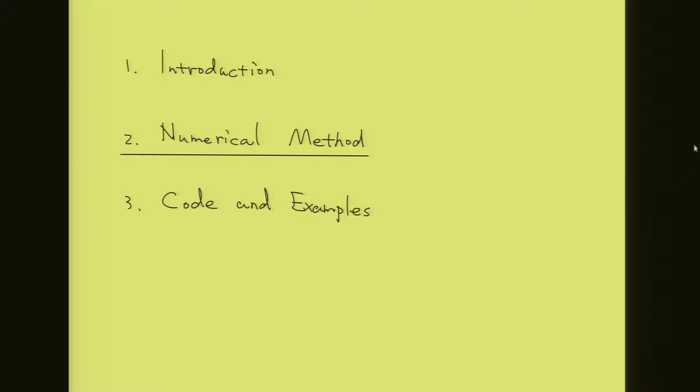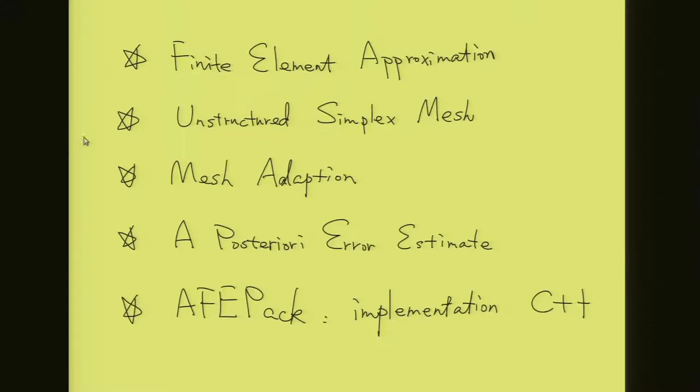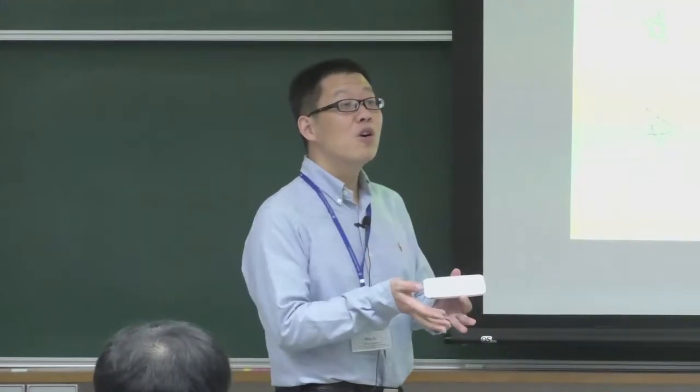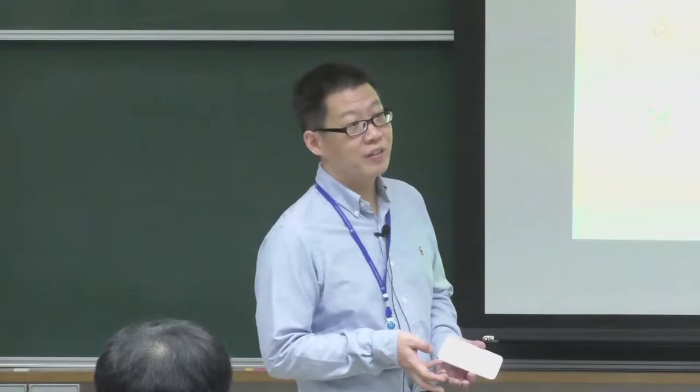So let me go to the numerical method. The major ingredients of the numerical method are listed here. The first thing is that we are using a finite element approximation, with an unstructured simplex mesh for the two-dimensional and three-dimensional cases. And we use the so-called h-adaptive mesh method. That means we will have local mesh refinement and coarsening.